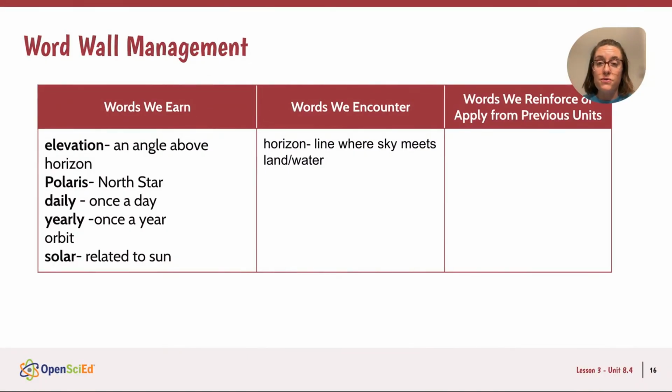For your word wall, we do earn quite a few words in this lesson. There are several building understanding conversations where we figure out elevation, Polaris, daily, yearly, and solar. These are just suggestions of definitions. You want to write them in the words that your students pick. These are just examples of what my students have come up with. And you will encounter the word horizon. And then just having that conversation, that's where the sky meets land or water, especially helpful when understanding elevation.